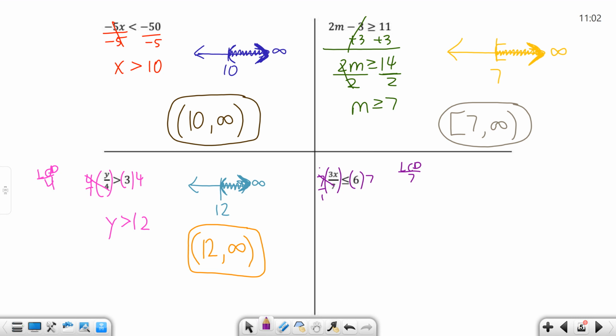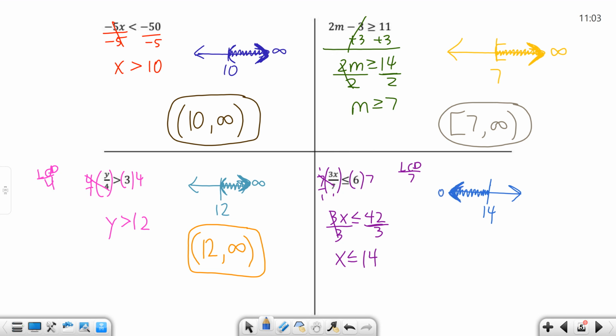So the 7s divide out. They become 1s, and I'm left with 3x is less than or equal to 42. I did not multiply by a negative. Don't change that less than or equal to. Then I'm going to divide both sides by what? My coefficient, which is 3. And then x still less than or equal to 42 divided by 3 is 14. Then I'm going to draw my number line. And I care about one number on my number line. What is it? 14. Which way is less than or equal to? To the left.